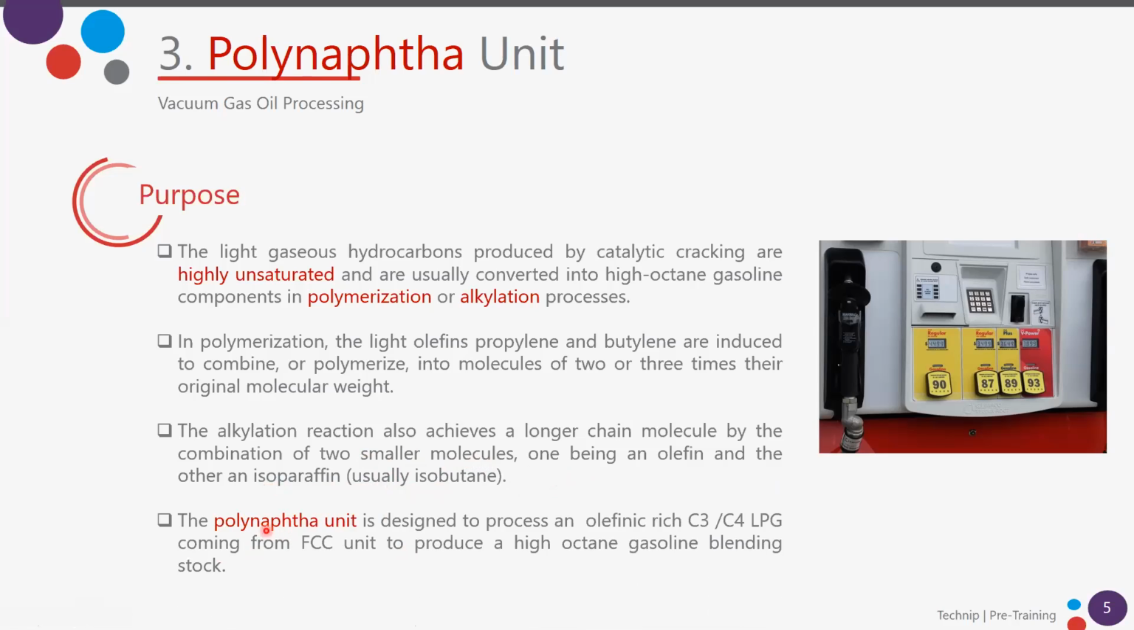But in our case, we will use the oligomerization polymerization reaction to produce this high octane gasoline component. So the polynaphtha unit is designed to process an olefinic-rich C3/C4 LPG coming from the FCC unit to produce a high octane gasoline blending stock. Just for you to know, in many refineries there are alkylation units where you will also produce a high octane number product from an olefin combined with an isoparaffin.